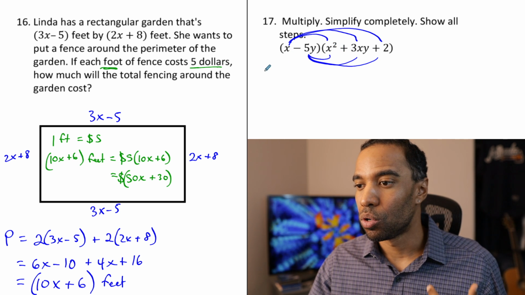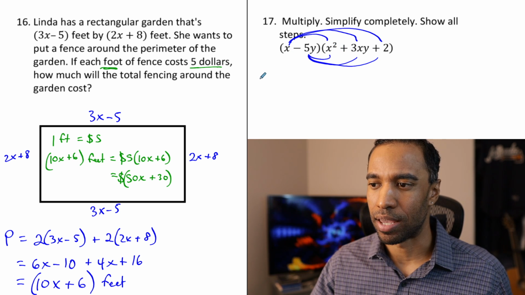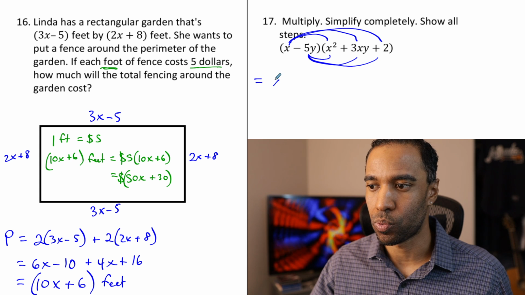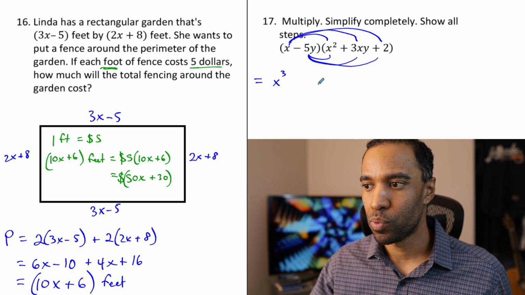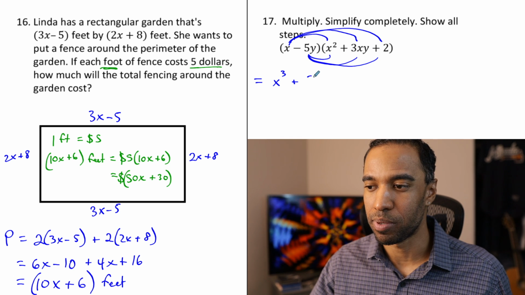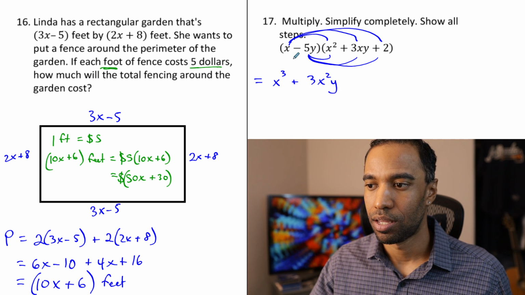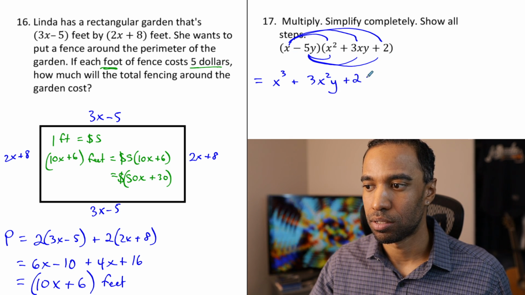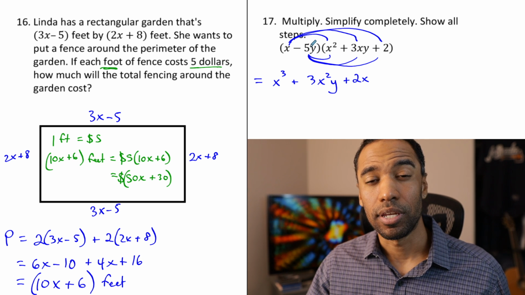Okay. So here's what this thing becomes if I write this out here. I'm going to multiply x with x squared, I get x cubed. X with 3xy, x times x is x squared, so this becomes 3x squared y. X times 2 is 2x. Now, here's where you got to be careful.